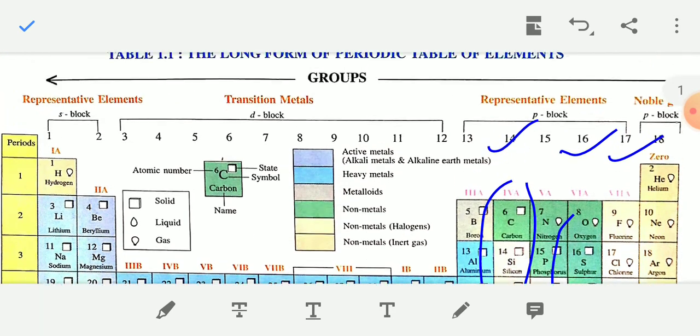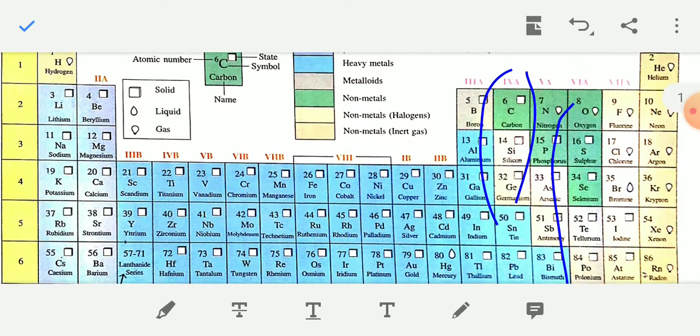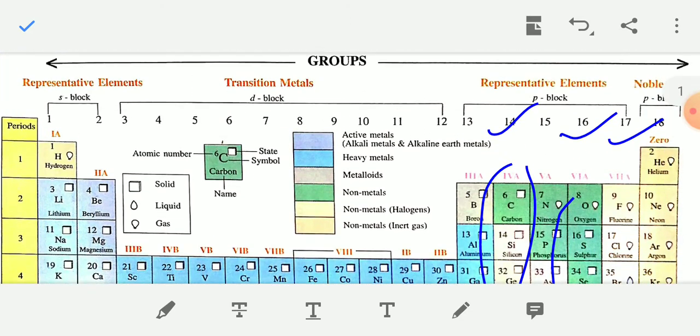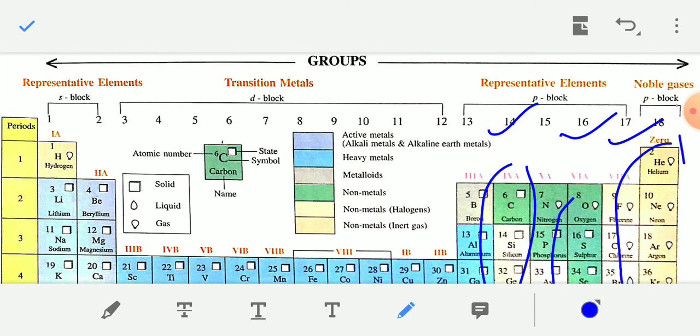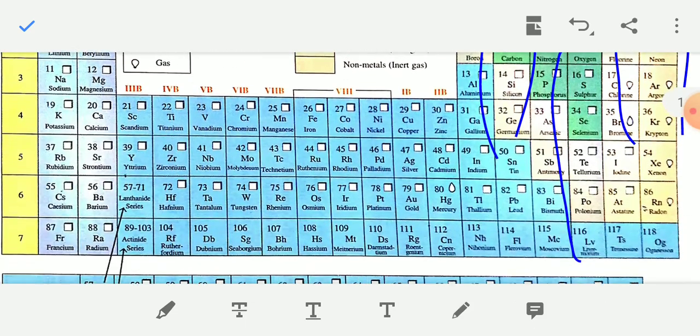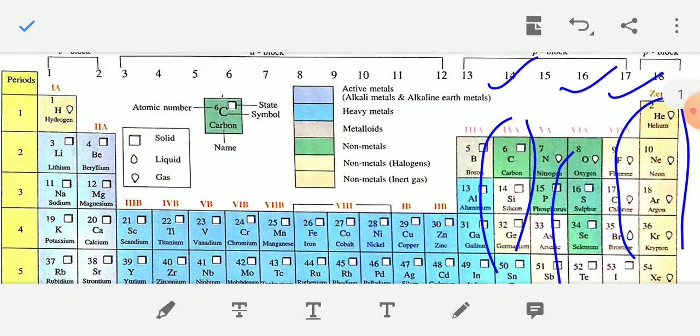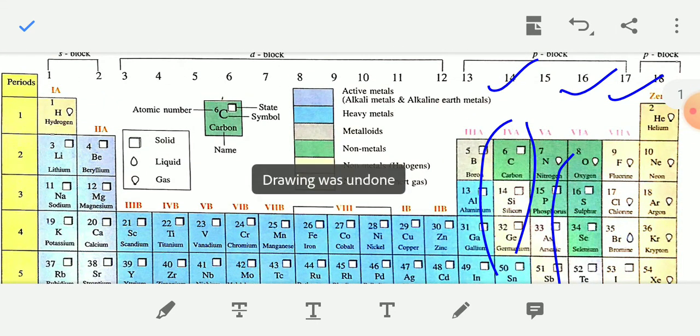And group 18, also called zero group, the elements are helium, neon, argon, krypton, xenon, and radon. These are noble gases. Group 18 elements are also called noble gases or inert gases because they do not react with any other elements generally, because they have a completely filled outermost shell.